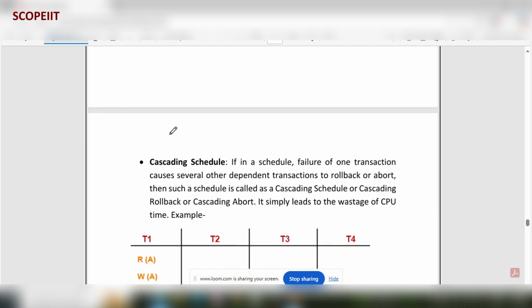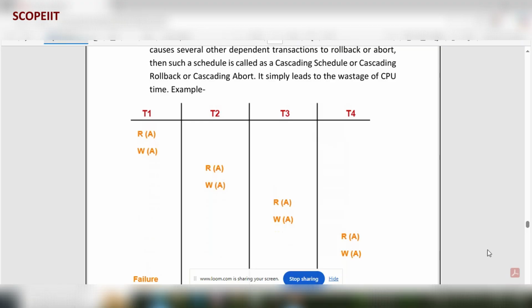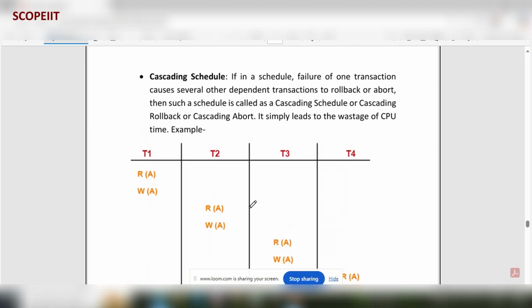Cascading schedule, that means one schedule will affect the other schedule. See here, if in a schedule there is a failure in one transaction that causes several other dependent transactions to roll back or abort, then such a schedule is known as a cascading schedule. As I told you, what is a cascading schedule? That means if any problem arises in one transaction, then it will affect the other transaction through rollback, or you can say through abort.